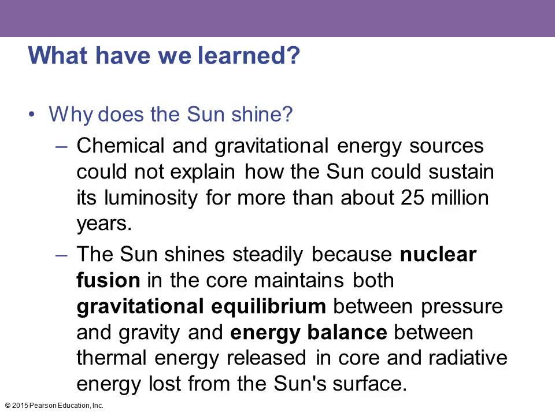So what have we learned? Well, why does the Sun shine? There are chemical and gravitational energy sources that could not explain how the Sun could sustain its luminosity for more than about 25 million years. So we've found that the Sun shines steadily because nuclear fusion in the core maintains gravitational equilibrium between pressure and gravity, and energy balance between thermal energy released in the core and radiative energy lost from the Sun's surface keeps things pretty much in balance.